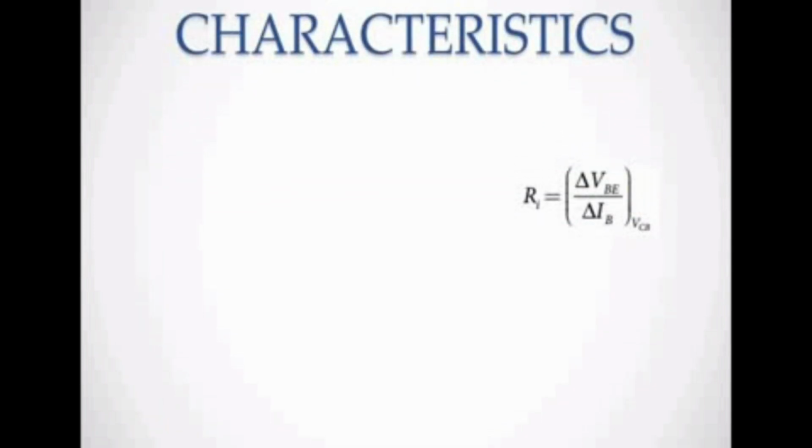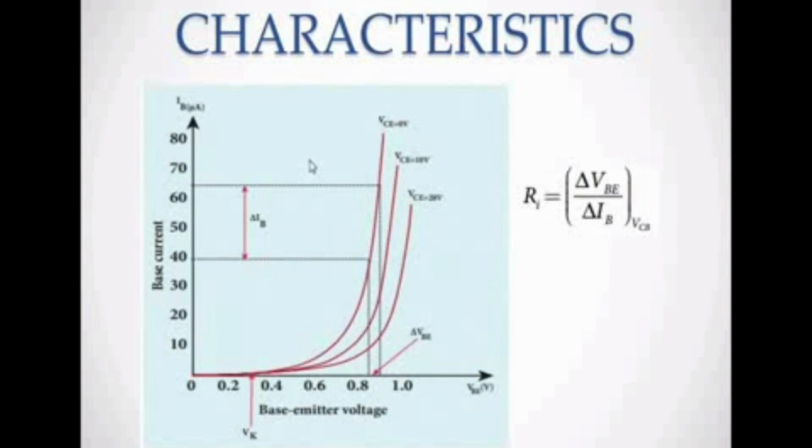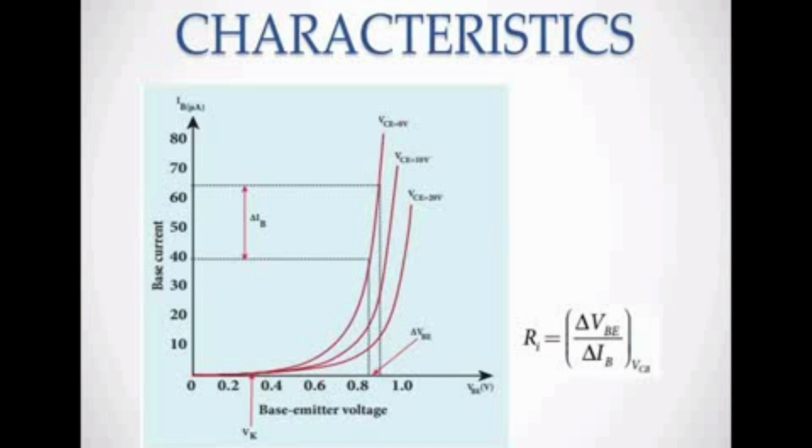This is the input characteristics graph. When the base emitter voltage increases, the base current increases like this, like a PN junction diode. These curves are for different VCE, the collector emitter voltage. So input impedance equals delta VBE by delta IB. From this we can calculate the input resistance.